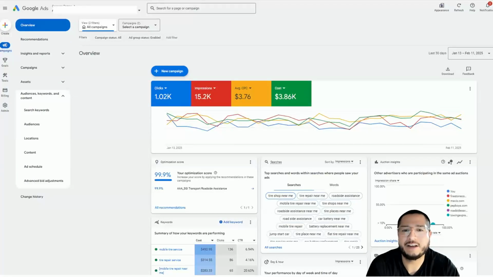So this was the ad account. In 30 days, we were able to get 1,020-something clicks. Our ad was shown 15,200 times. That means some 15,000 people scrolled through Google and saw this ad. And then the average cost per click, what we paid every time somebody touched that ad, was $3.76, bringing the total cost of the ads to $3,860, which is almost $4,000, which is a pretty good amount to be investing into ads.